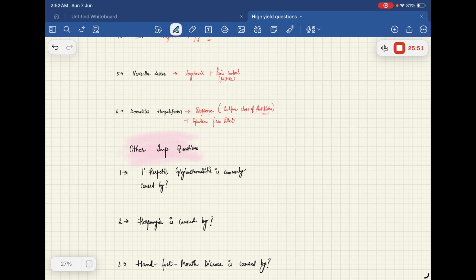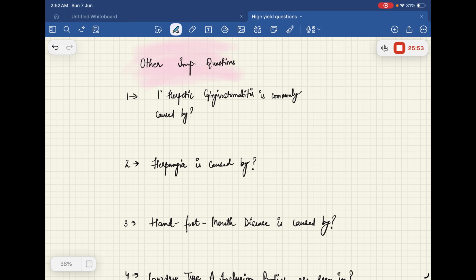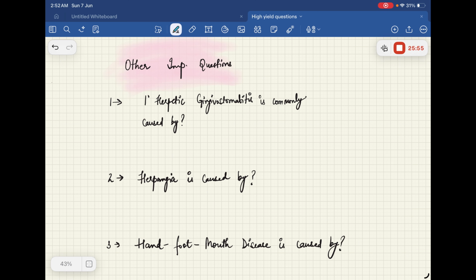Okay. Now there are a few other important questions. Number one here is primary herpetic gingivostomatitis. It is commonly caused by, and this question has been commonly asked in sample papers, so the answer is herpes simplex virus type 1. Remember the type. It is type 1.